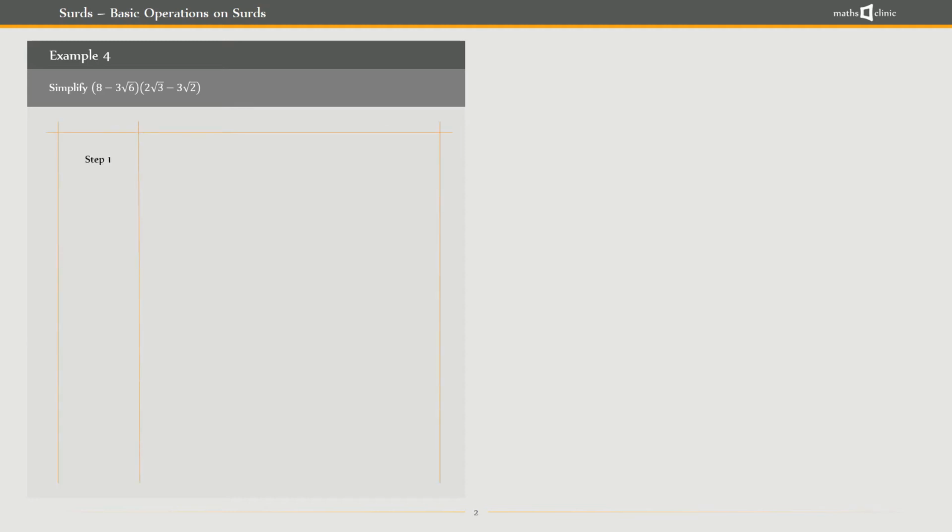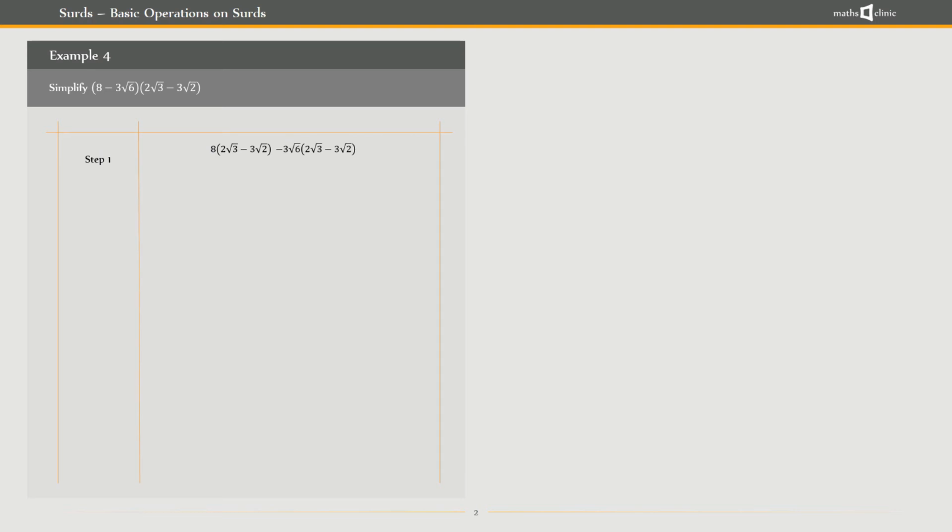So step 1 is the expansion. Okay, so we have 8, just like you would do in algebra. You take the first term 8 and multiply it by the second bracket. So we have 8 multiplying 2 root 3 minus 3 root 2, and then we have minus 3 root 6 multiplying 2 root 3 minus 3 root 2. Okay, just like we do in algebra.